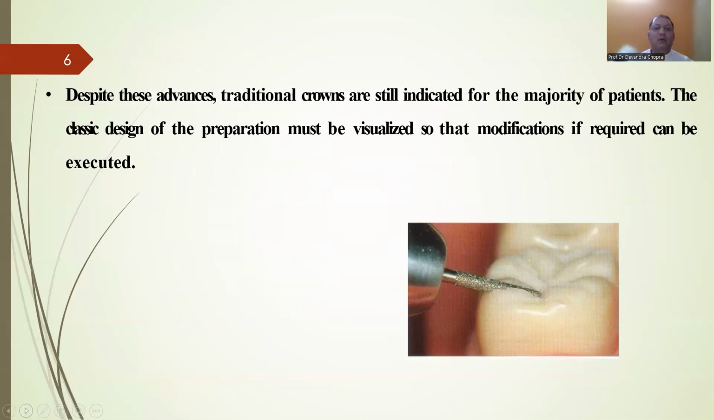Okay, so despite these advances, traditional crowns are still indicated for the majority of patients. No doubt, we live in a world of metal-free restorations now, but there are certain clinical situations, and some cost-effective and financial factors with the patient, by which you have to go for porcelain fused to metal restoration. In layman's terms, we also call them PFM restoration. So in that scenario, knowing the principles of tooth preparation, whatever restoration you are deciding for your patient, is a very important and vital part of your tooth preparation. Next slide.